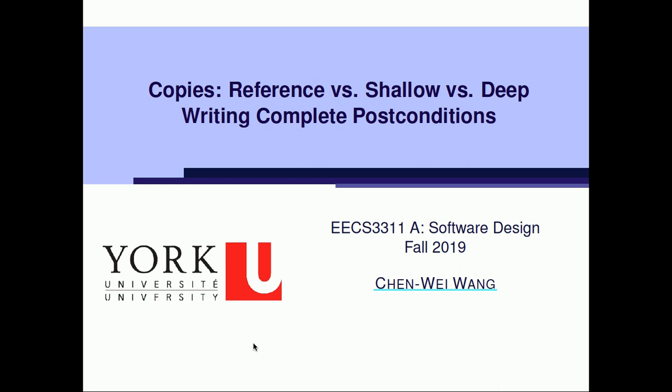Because the whole lecture over here, you can see the main idea is really about how you can write complete postconditions. But in order for you to write complete postconditions, you need to have a very good sense about what the O keyword really means when you write it. And number two, what it really means when you want to do a shallow copy, or a reference copy, or a deep copy. Okay, it's going to make a difference when you write a postcondition. That's why I want to mention this.